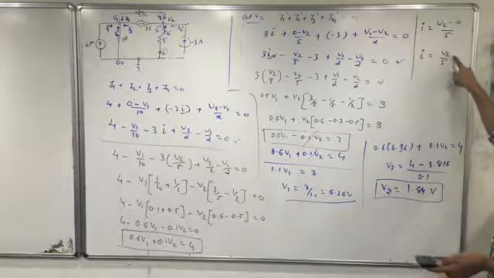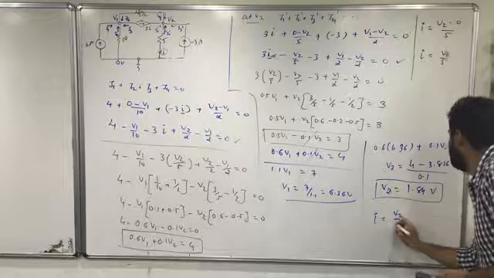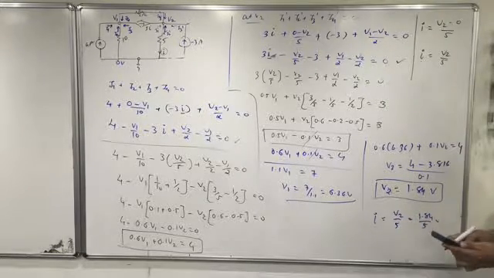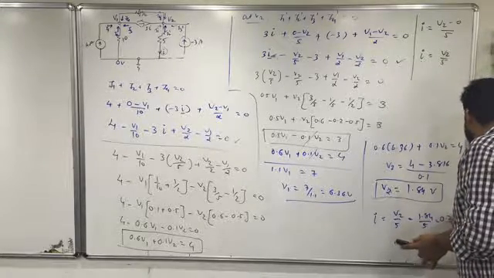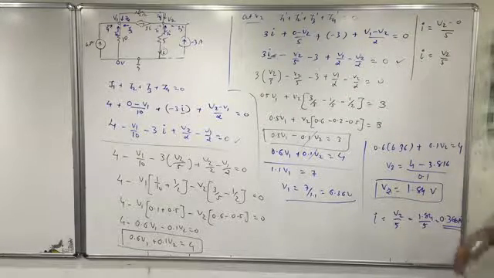And if I know V2, I can definitely calculate I. So I is equal to, which is my question, V2 divided by 5, which comes out to be 1.84 divided by 5 is equal to 0.368. So it's 0.368 amperes. So this is my answer. Is it clear? Fine. Start.